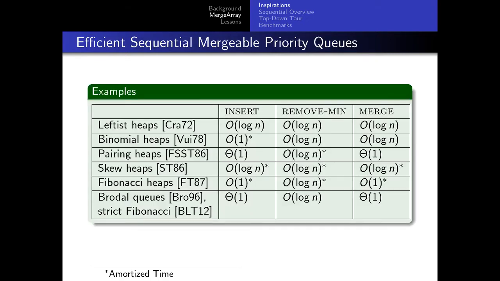So if you forget concurrency for a second, there's a variety of different options to choose from. It's not too important, all of the details here. Some of these are very good practical heaps. They're usually called heaps when they're mergeable priority queues. Pairing heaps and skew heaps are both very practical. Fibonacci heaps and Brodal queues and such have some better theoretical guarantees, but aren't always very practical.